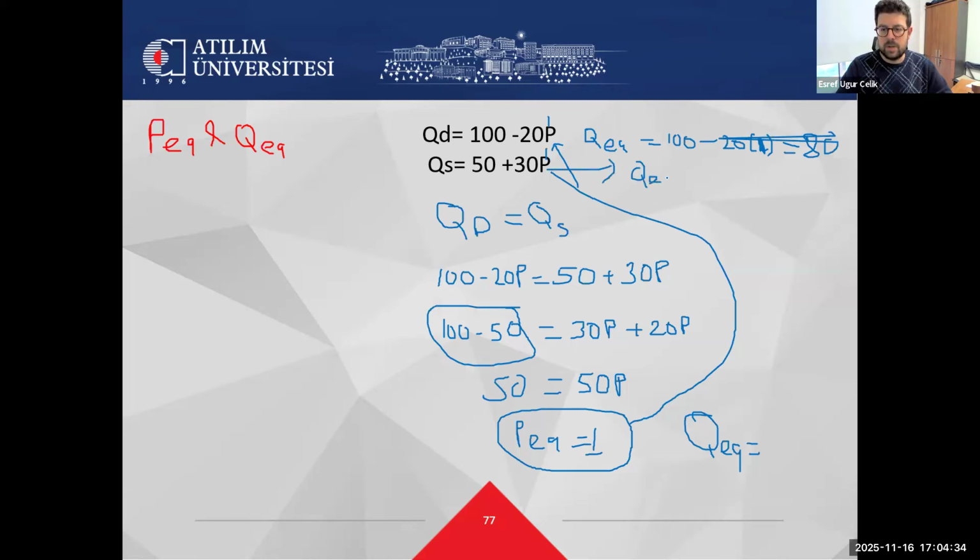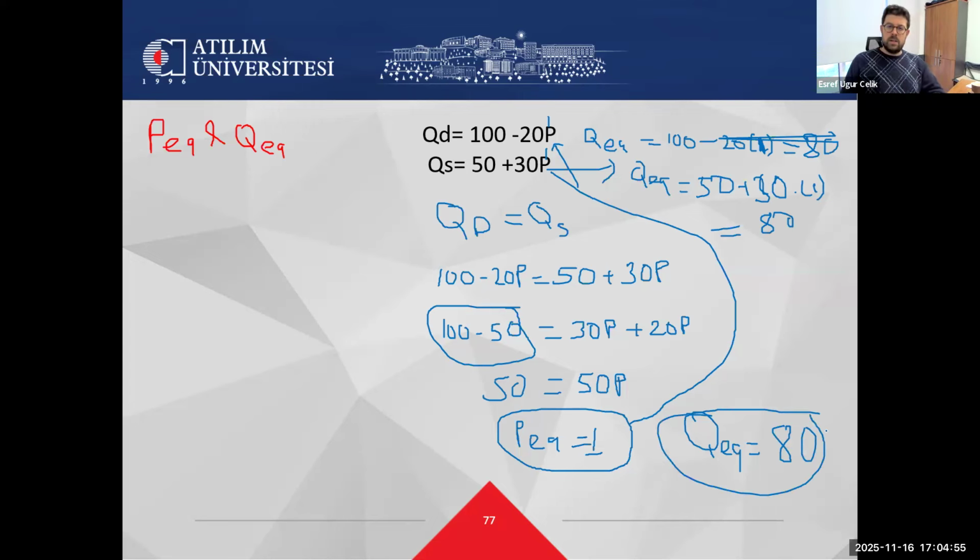Or you can use that part also. If you find the equal number, this is true. 50 plus 30 multiplied by 1. This is 80 also. So the quantity of equilibrium is 80. Sorry about my mistake, but I think all of you got it. Okay, let's move to the other slide.